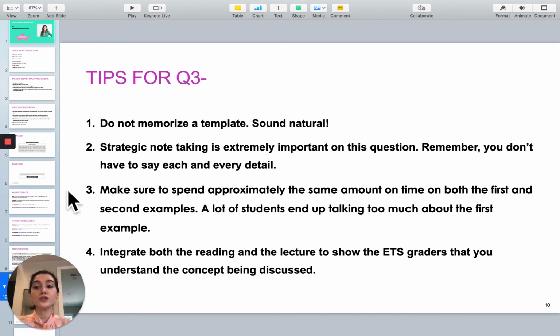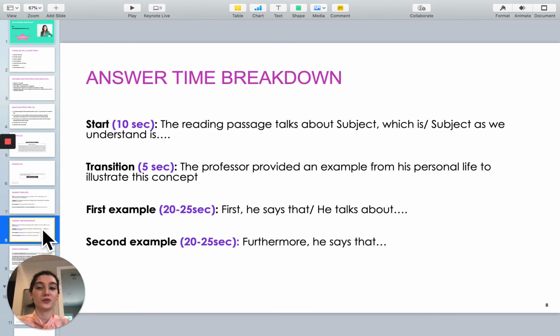So now that you know the time management, I really want you to use it in your practice sessions, because just reading it here is not going to help you. You have to time yourself and you have to practice by making sure that you follow this timeline.